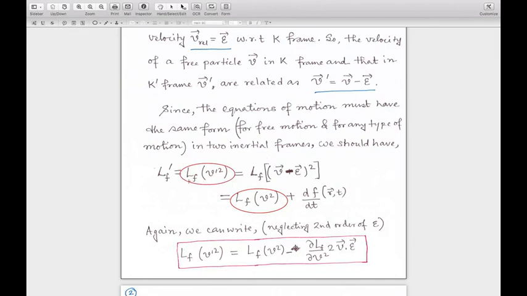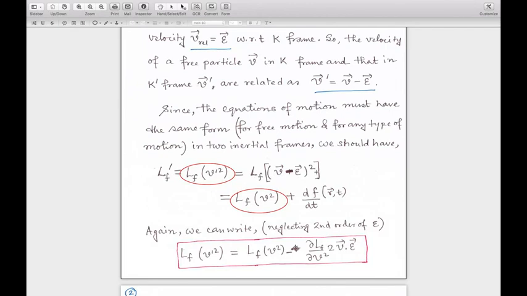So this is basically the Lagrangian in the K prime frame, the Lagrangian of the free particle, and that you can always write as the Lagrangian of the same particle in the K frame plus a df/dt, which I just said is due to the symmetry transformation, right? Again, by expanding v prime as v minus epsilon, you can also write this as equal to L_F of (v minus epsilon) whole square.